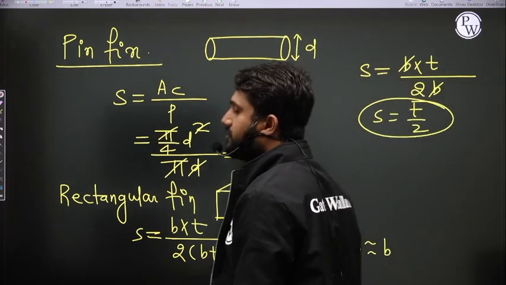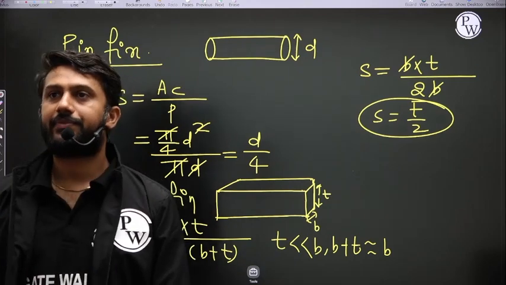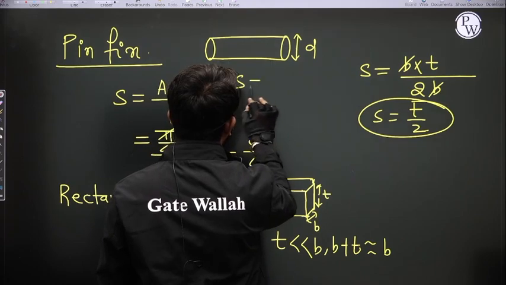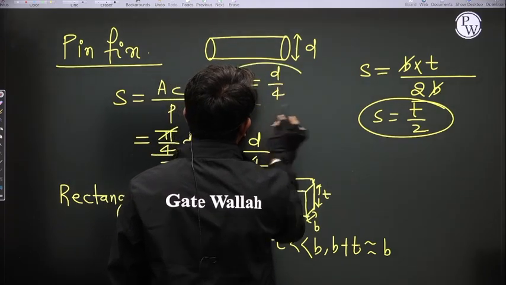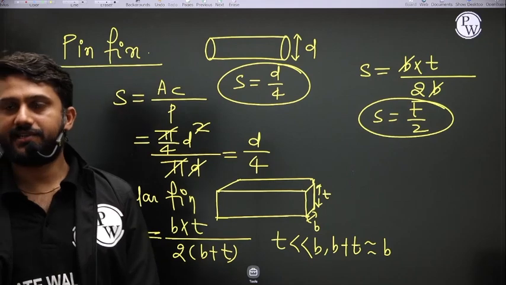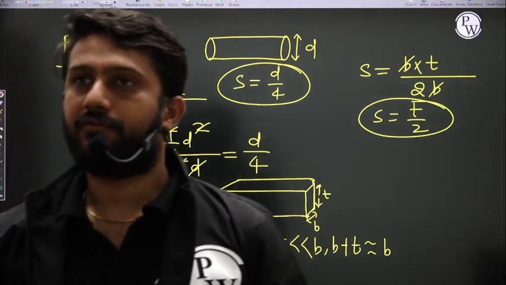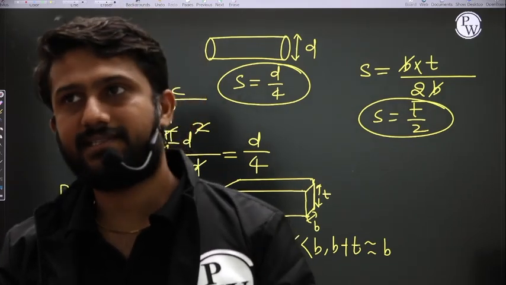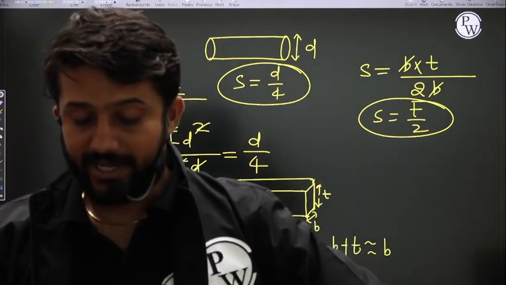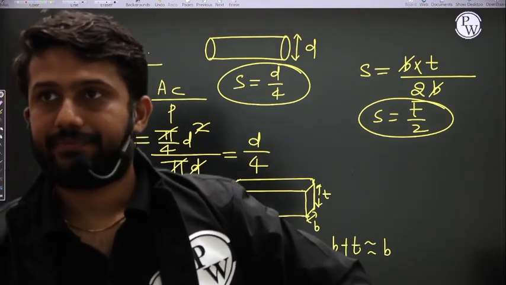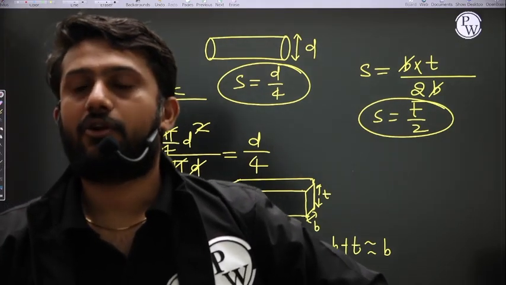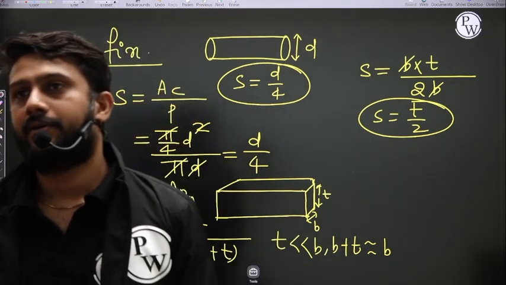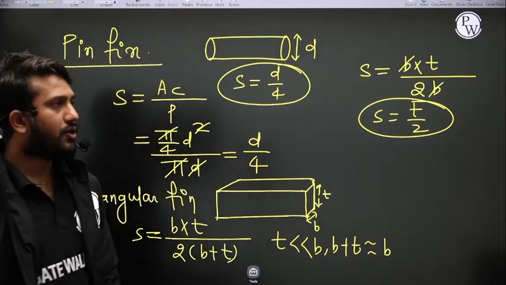Right. So in case of the rectangular fin, S is equal to T by 2, whereas in case of the pin fin, S is equal to D by 4. So is it clear what S is? The corrected length is L plus S. L is the actual length, and S is the cross-sectional area divided by perimeter. Is it fine? Okay.